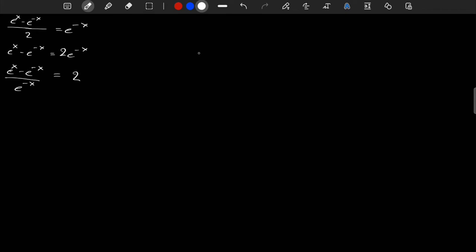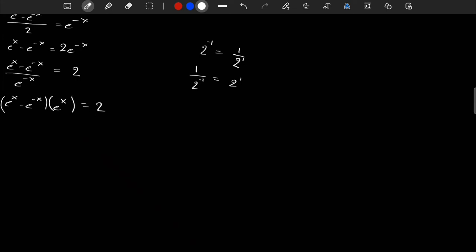We know the property that 2 to the negative 1 is equal to 1 over 2 to the 1. That property works backwards as well: having 2 to the negative 1 in the denominator would be 2 to the 1. So we could do this here: e to the x minus e to the negative x, and multiply this by e to the x equals 2.